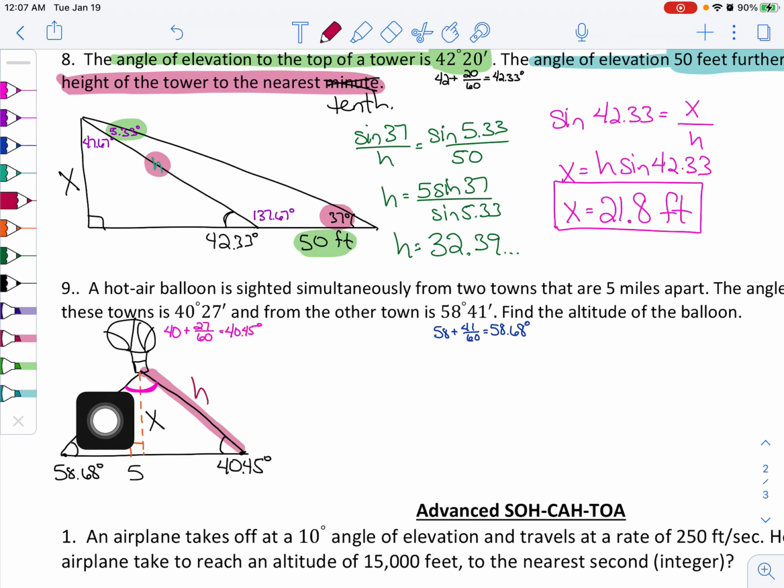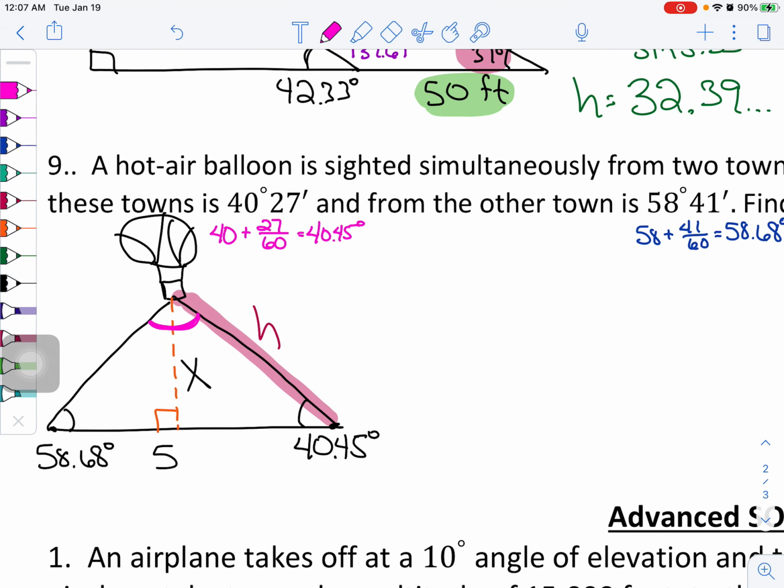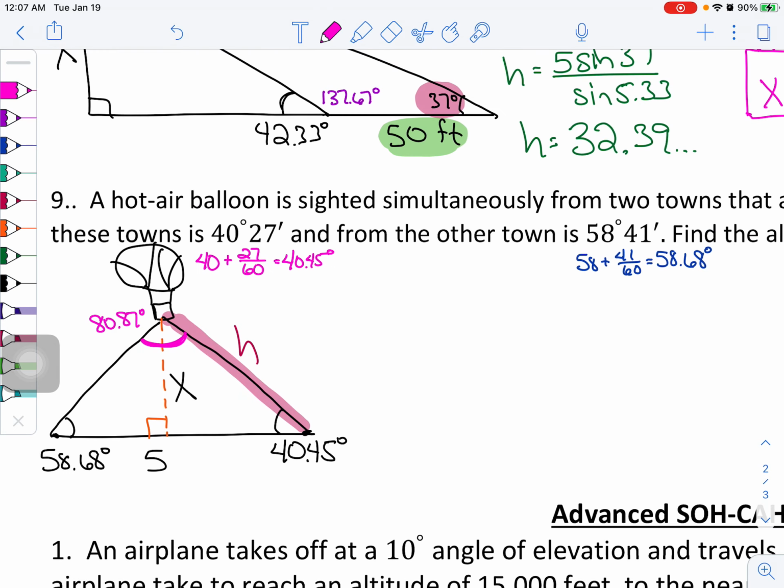So let's find this angle first. So 180 minus 58.68 minus 40.45. So this pink angle up at the top is 80.87 degrees.